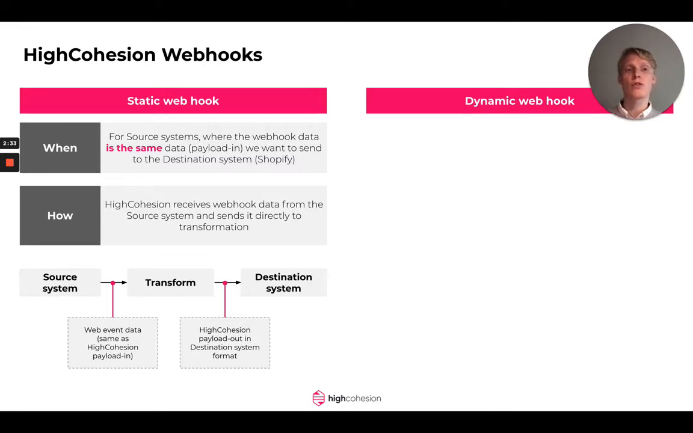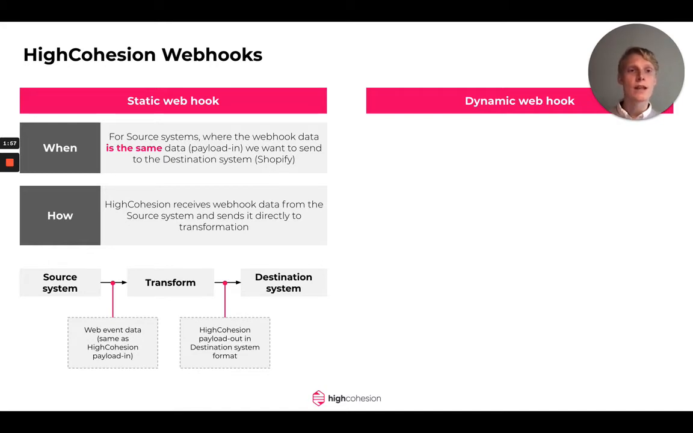One example of a source system that supports this would be Shopify, because in Shopify, using their webhooks, on, for example, order creation, you get the full order as part of that message that is being received from Shopify. So how does this work in HighCohesion then? HighCohesion receives webhook data from the source system and then sends it directly to the transformation, as you can see in the small illustration below. Source system, we get the data we want directly from the web event. We transform it and then we post it, post-transformation, to the destination system.